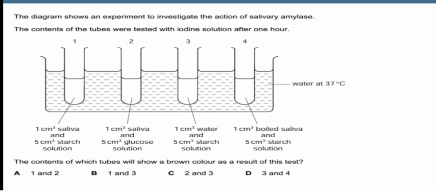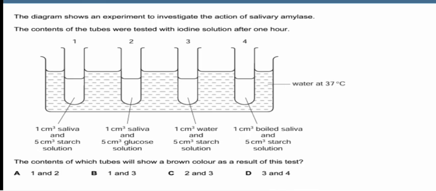So the question reads, the diagram shows an experiment to investigate the action of salivary amylase. Salivary amylase digests carbohydrates, and it is usually produced by the salivary gland. The contents of the tubes were tested with iodine solution after 1 hour. Usually we use the iodine solution if we want to test for the presence of starch. The temperature of the water here is 37 degrees Celsius, which is the normal body temperature, meaning the salivary amylase is going to work well.